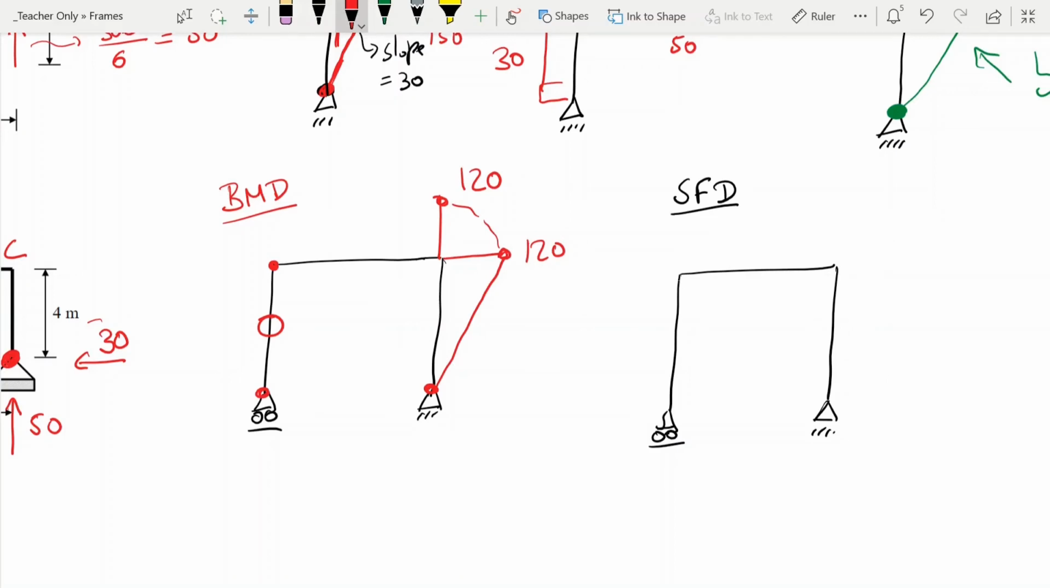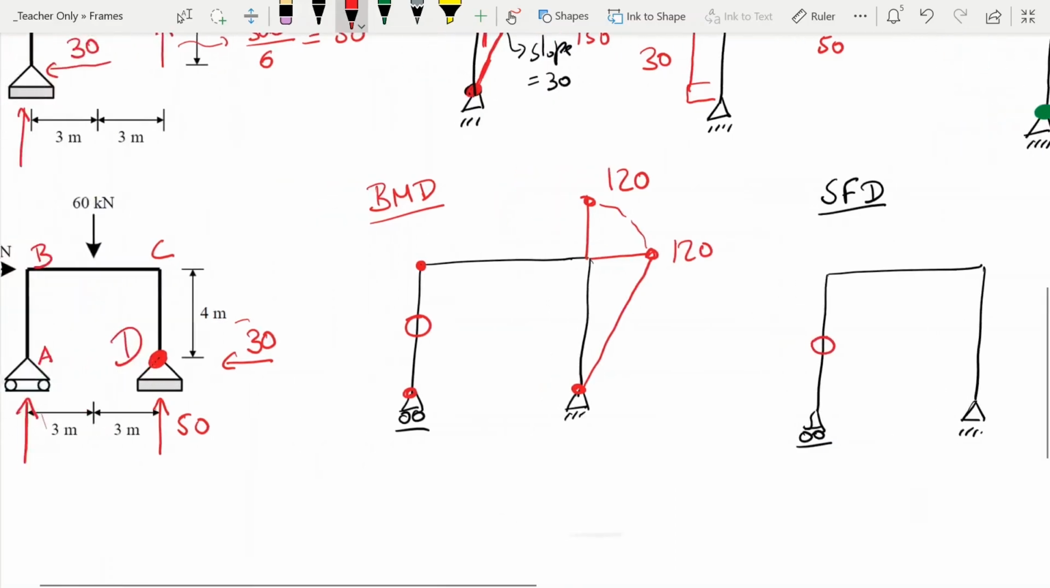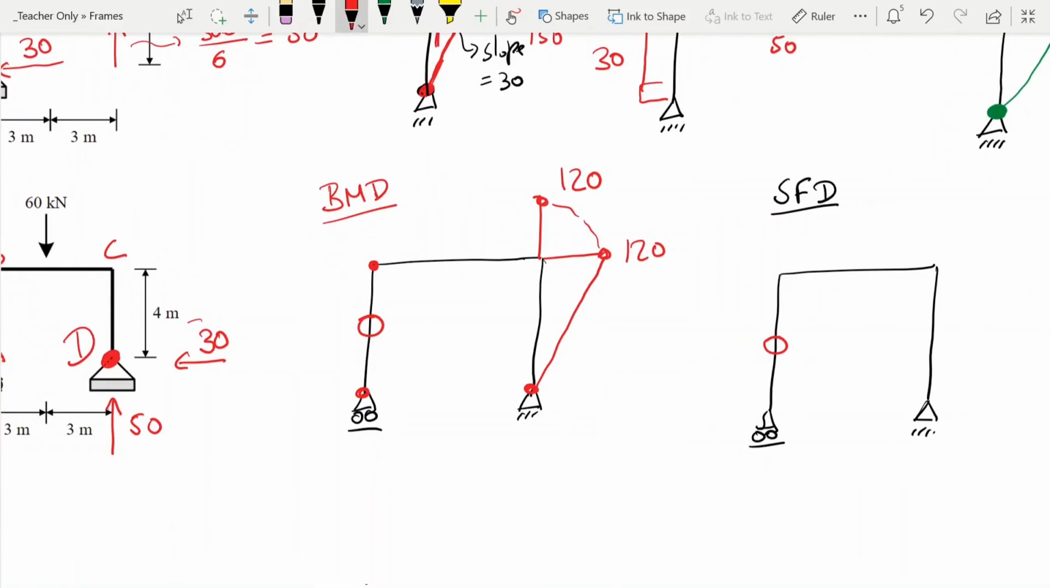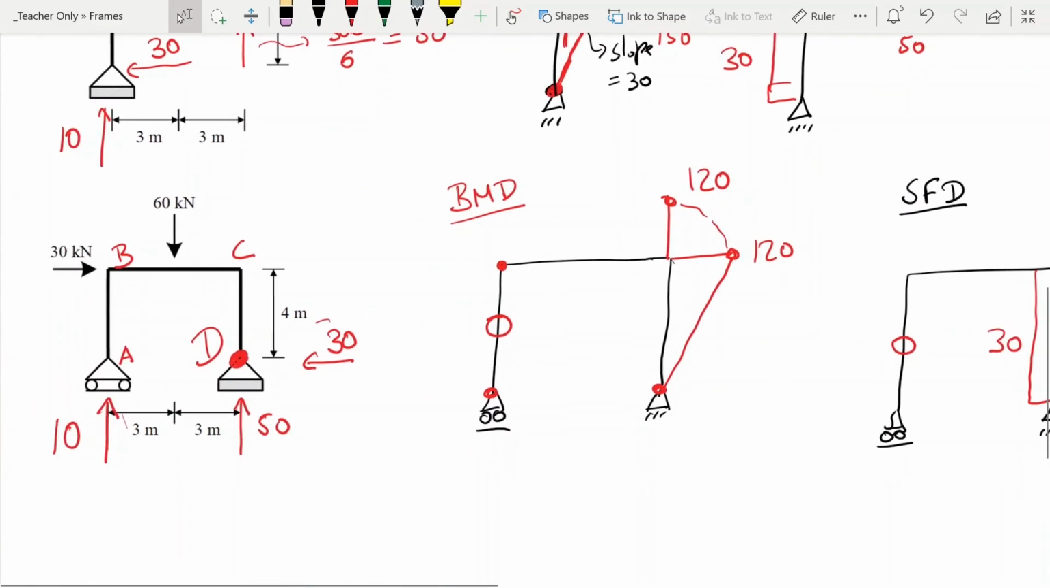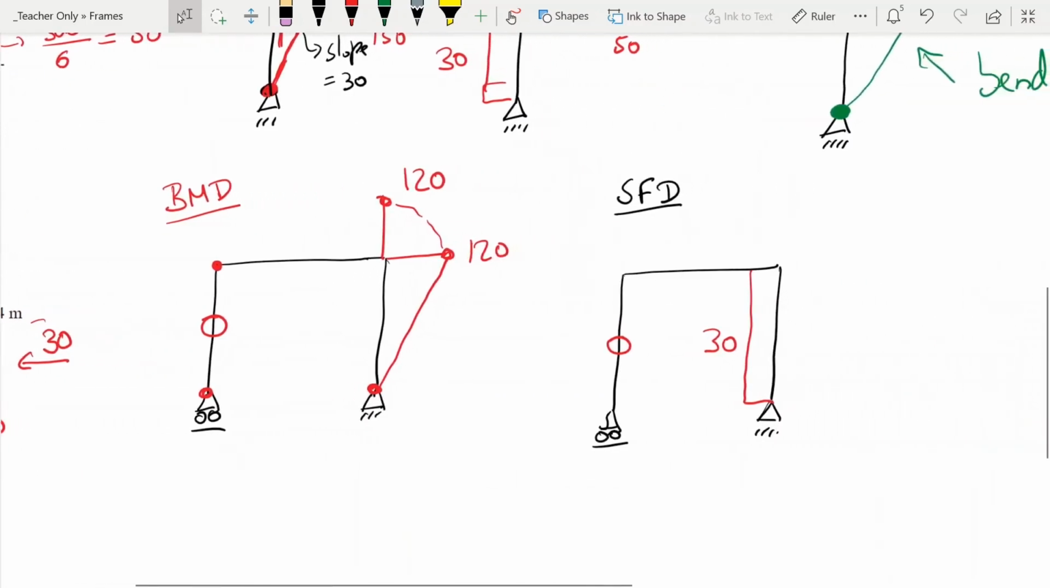So shear force diagram, we know it's 0 in the column, and then it's going to be 30 in this column here. And then finally, in the beam, we have 10 and then 60 that pushes it down. So this value here is also 10. Then the 60 is going to push it to minus 50. And those are the values of the shear force.